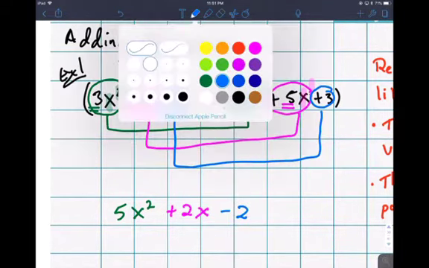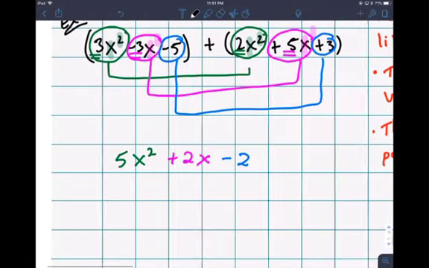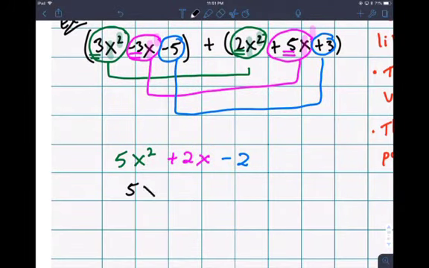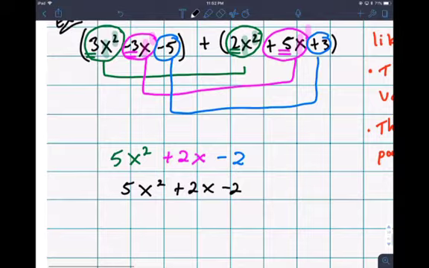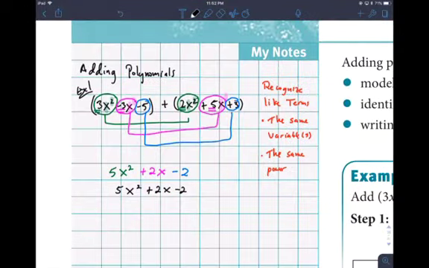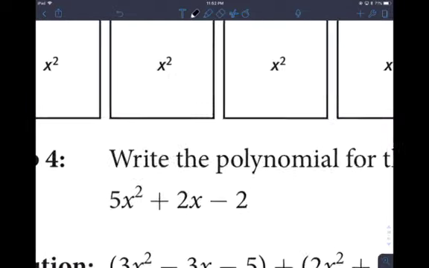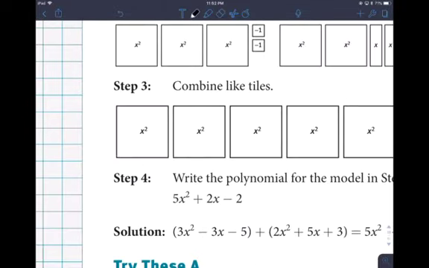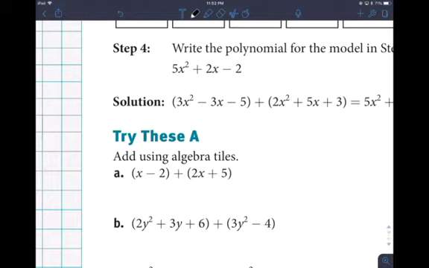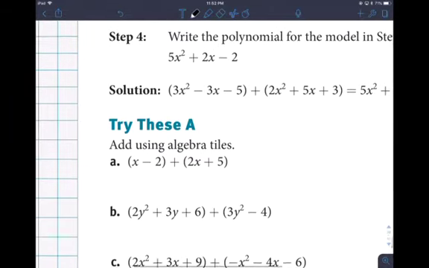So the answer is, I'll put everything in black, 5x squared plus 2x minus 2. So there it is. Nothing else I can combine because they're all different terms. So when I'm asked to add this, here's my final answer. This is from the book. Here's what they get at the end. Notice that we get the same answer. So we're going to do another example right here. We're going to do A and B.